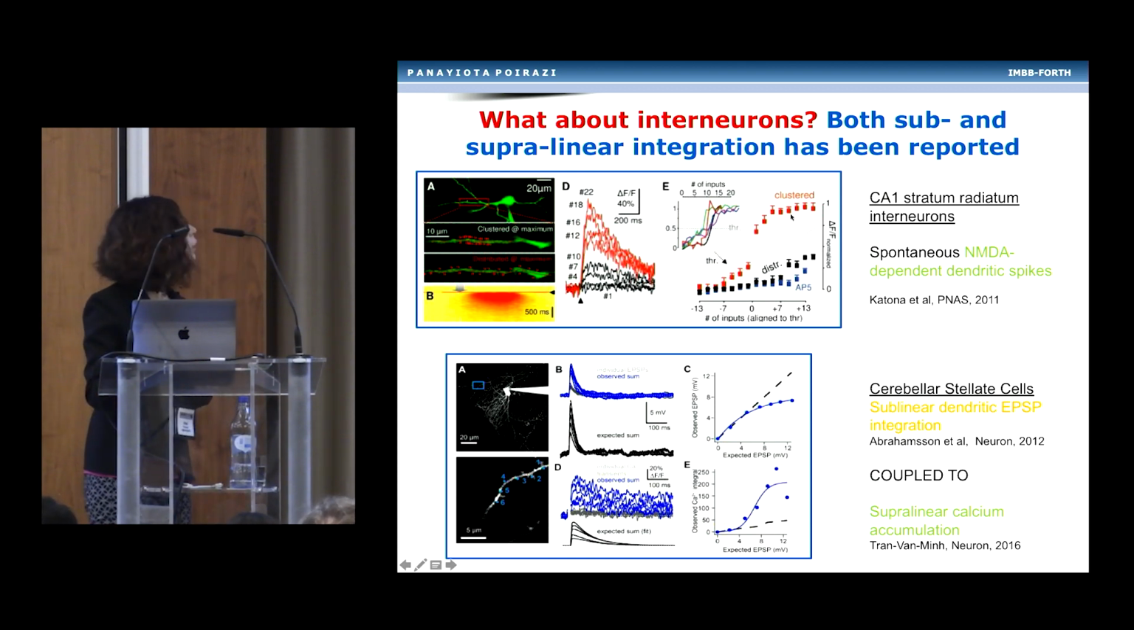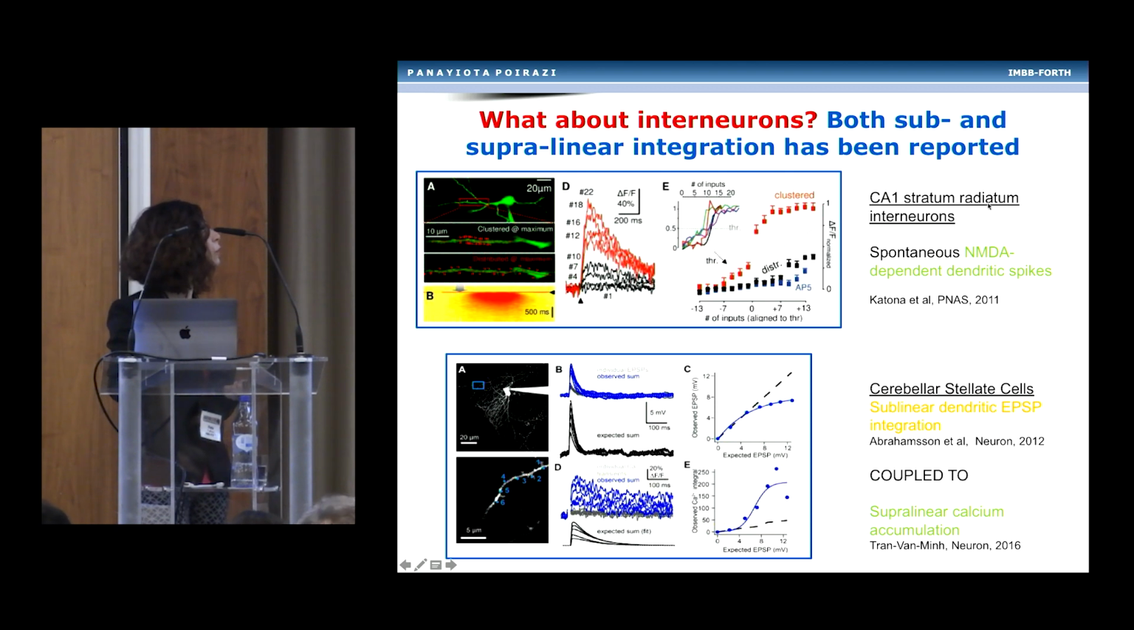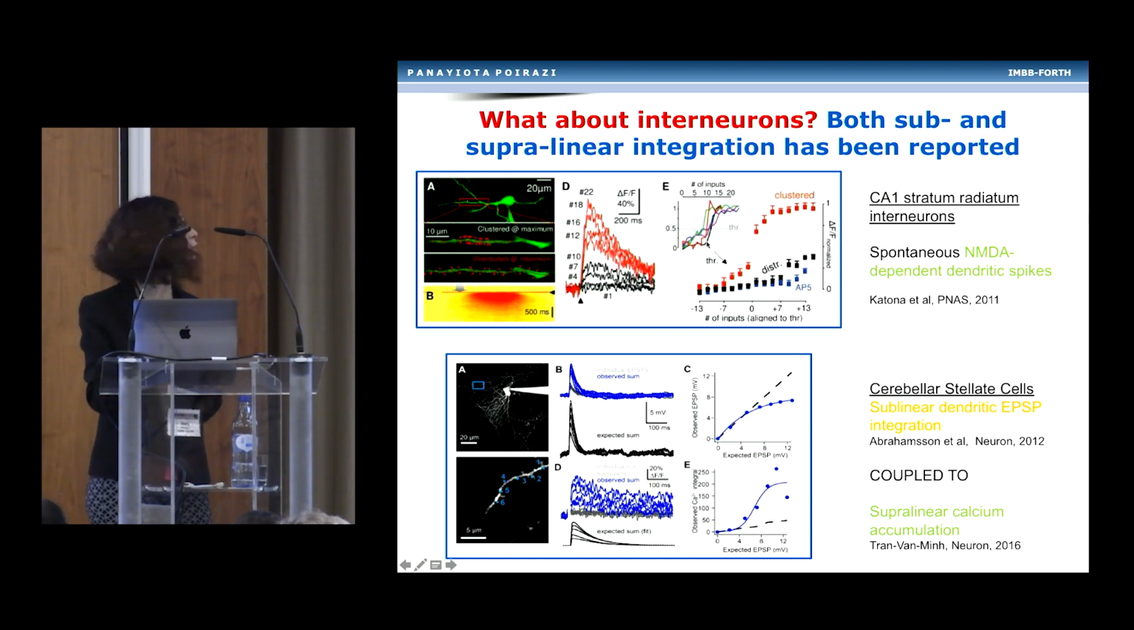For example, we know that the CA1 stratum radiatum interneurons, their dendrites have the ability to generate local dendritic spikes in response to increasing number of inputs, which is shown in red here. And therefore, the output of these cells looks something very similar as the pyramidal neuron. So you can have a sigmoidal nonlinearity in the dendrites of this type of interneurons. Also, in other type of interneurons, in the cerebellum, for example, you can have dendrites that respond in a similar supralinear manner if you look at the concentration of calcium. But if you look at the EPSP, then the response is sublinear. So you have two types of nonlinearities in these branches.